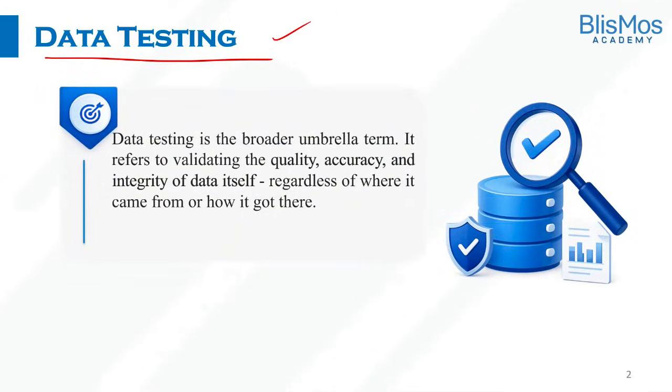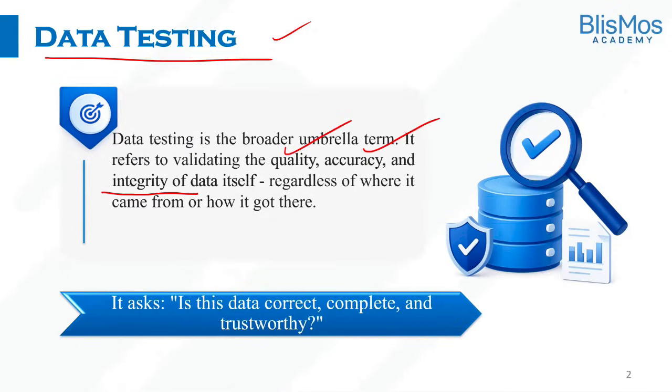Let's get started. Having a lot of data is impressive until you discover that half of it is wrong. How do we ensure data is right? That is where data testing comes into the picture. Data testing is a broader umbrella term. Its purpose is to validate the quality, accuracy, and integrity of the data, irrespective of where the data came from or how it reached the system. So, data testing fundamentally asks one question: is this data correct, complete, and trustworthy?